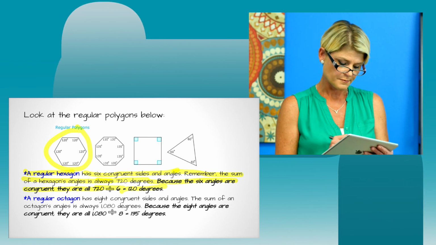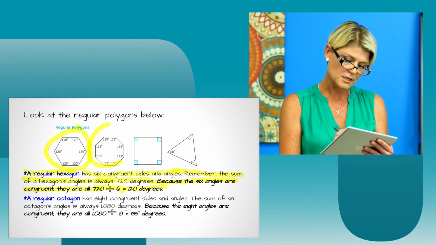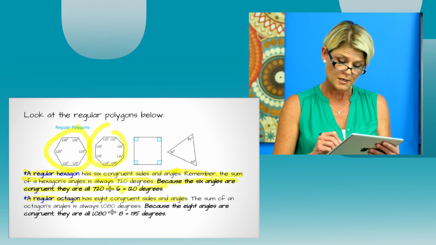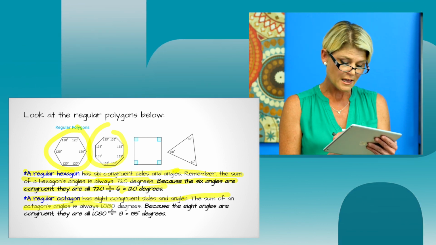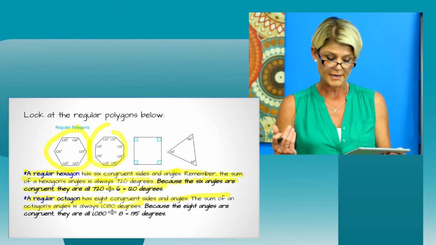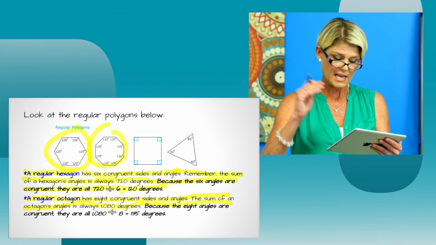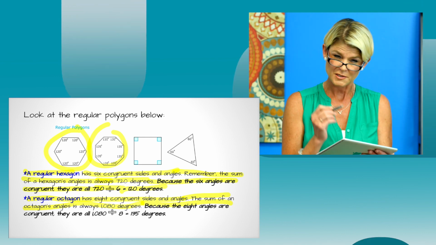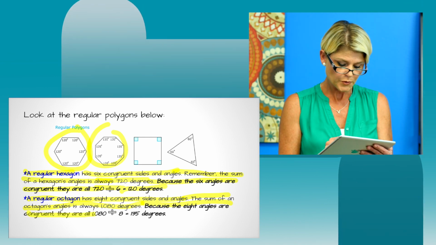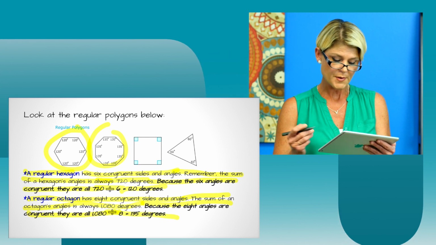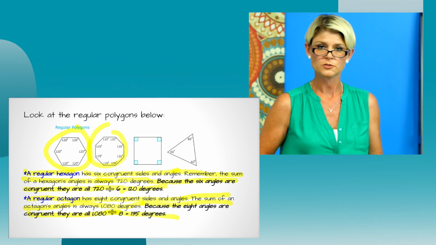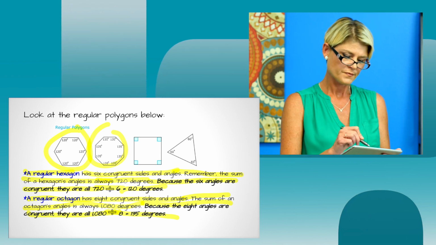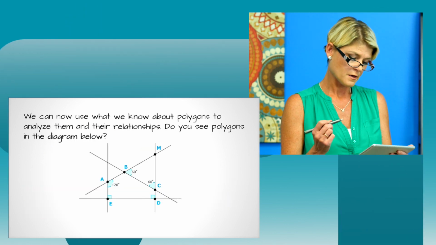Let's try it with an octagon. A regular octagon has 8 congruent sides and angles. The sum of an octagon's angles is always 1,080 degrees because the 8 angles are congruent, so they have to be the same all the way around. All 8 of them have to be the exact same number. You simply take 1,080, divide it by 8, and you can find out the measurement of each one of those 8 angles, which is 135 degrees. Pretty interesting, and actually pretty easy too.